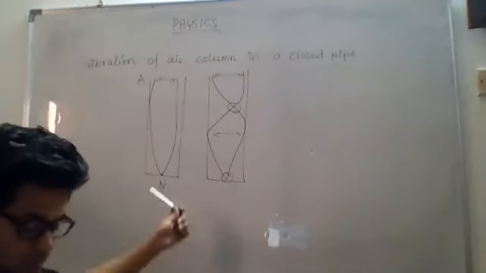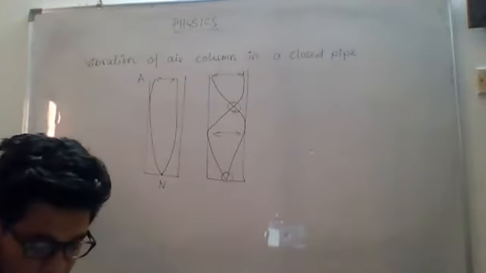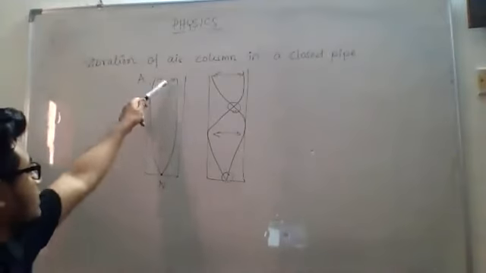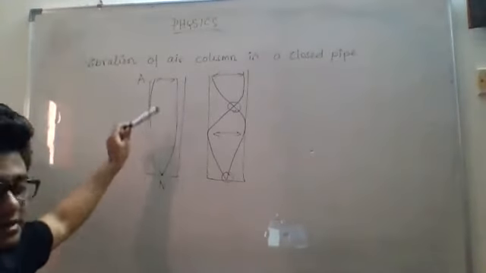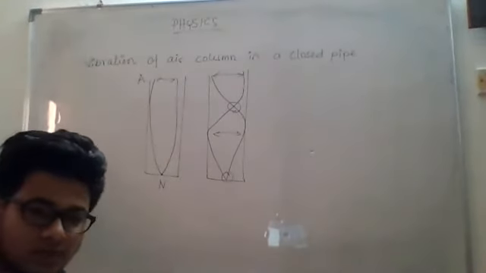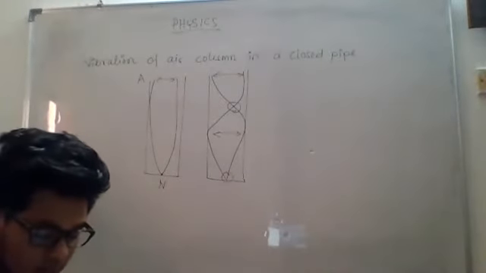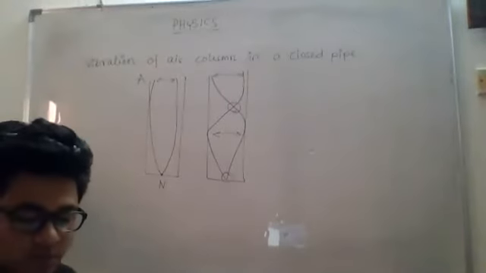So this frequency is known as fundamental tone. In this case, there is one antinode and one node. When I get at least one antinode and one node, I can say I have created a stationary wave. So that is the minimum. That is why it is called the fundamental one.